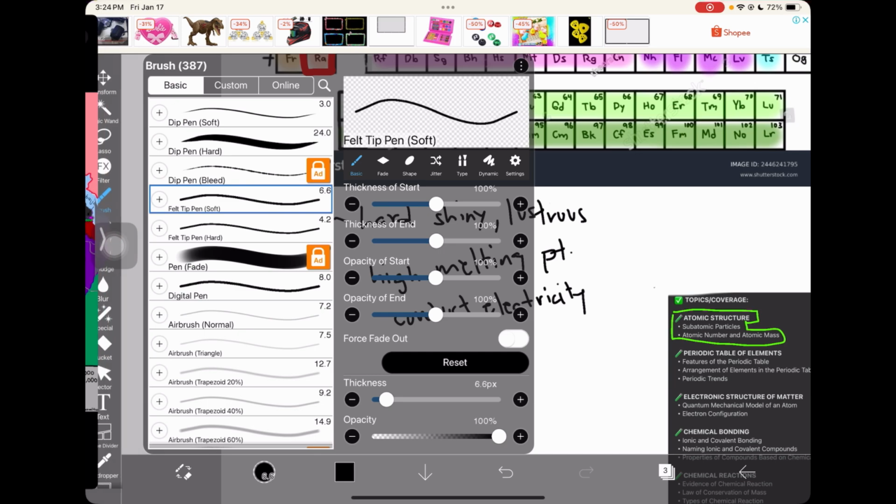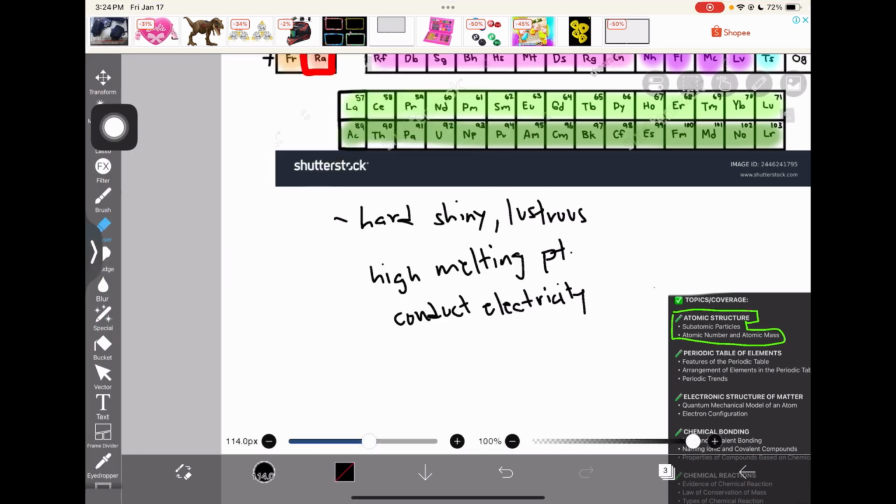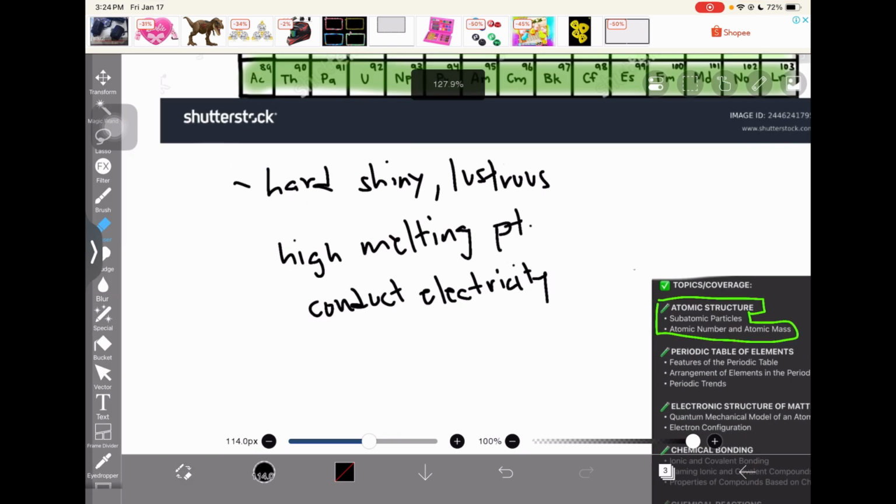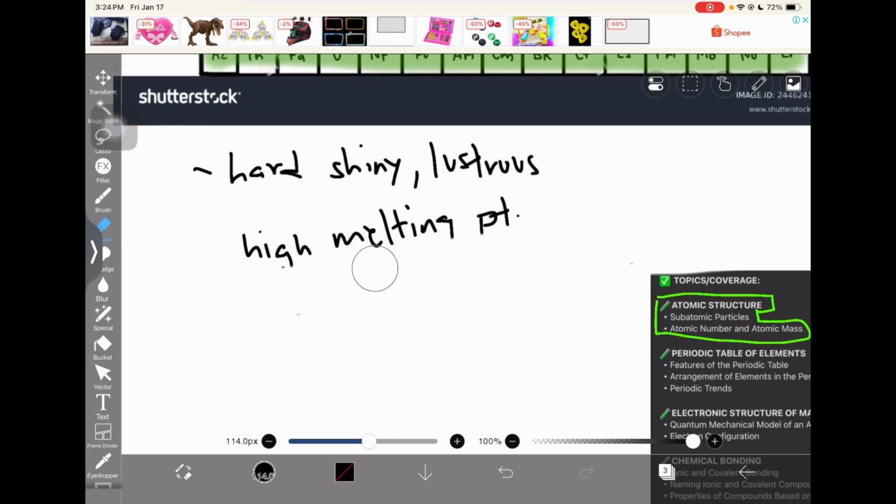Once again, it's going to be shiny. Sorry about that. That's just a little map I made, but it's going to be shiny, lustrous, high melting point, and conducts electricity.